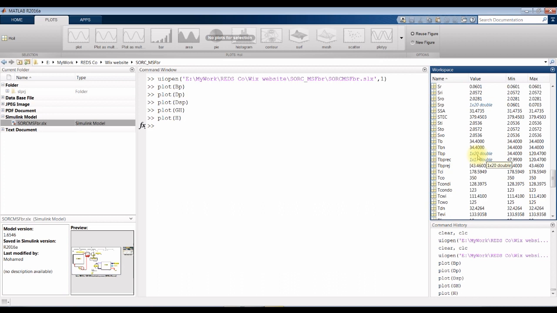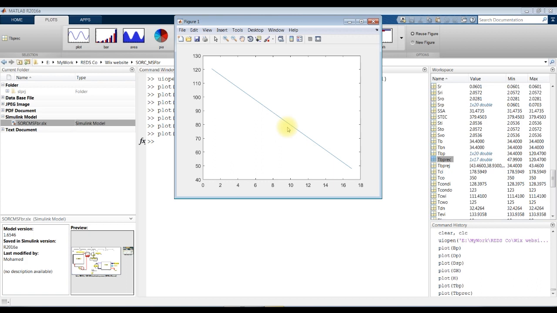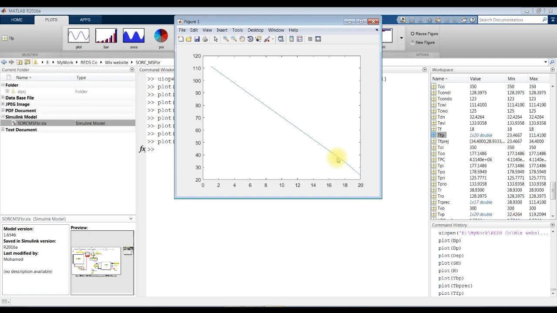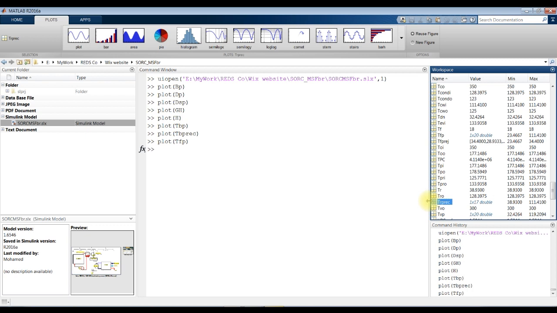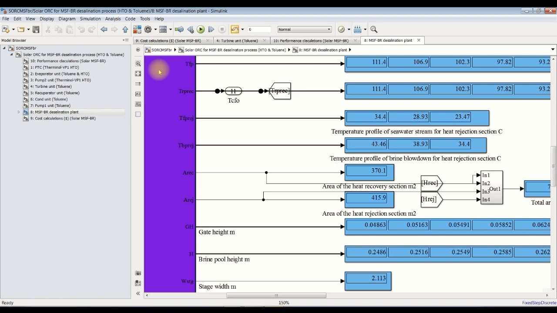This is the top brine temperature profile for all stages, for 20 stages. And this is for 17 stages. And this is feed profile for all stages. Recycle profile for 17 stages. And so on. You can discover many, many parameters, and you can change what you would like to change.